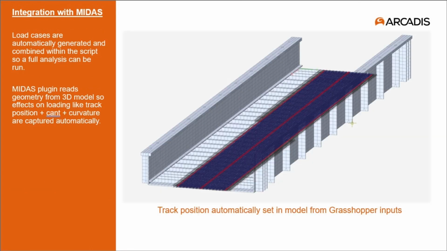Just as for the geometry, the load cases and combinations are also automatically generated within our tool, so that basically a full analysis is ready to run with just a few clicks. Our tool is set up to read in the geometry of the track over the bridge, so that any vehicular effects are captured and calculated automatically, such as the position of the track and any cant and curvature that may add additional effects.